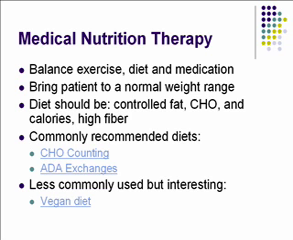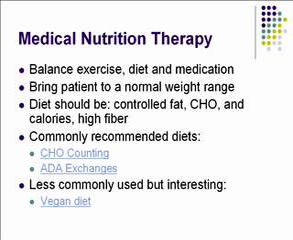Commonly recommended diets. The two commonly recommended choices for patients are carbohydrate counting and the ADA exchanges. They each have their advantages and disadvantages. Carb counting is easy. All you have to worry about are the carbs, and they're usually done in units of 15 grams of carbohydrate, and the nutritionist will set it up so that they get so many carbohydrate units at each meal and show them how to figure that out from the nutrition labels.